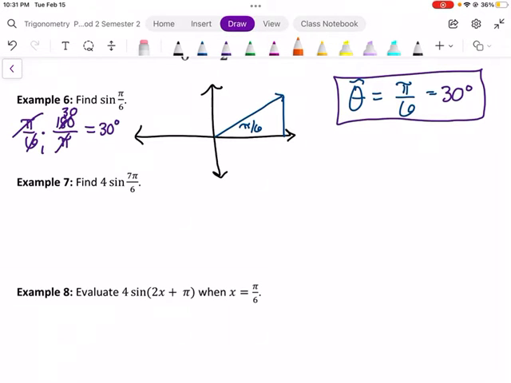Knowing that information, we have a special right triangle. So this would be 1, 2, and the square root of 3. Now to find the sine of pi over 6, this is going to be 1/2. And that will give us our final answer.